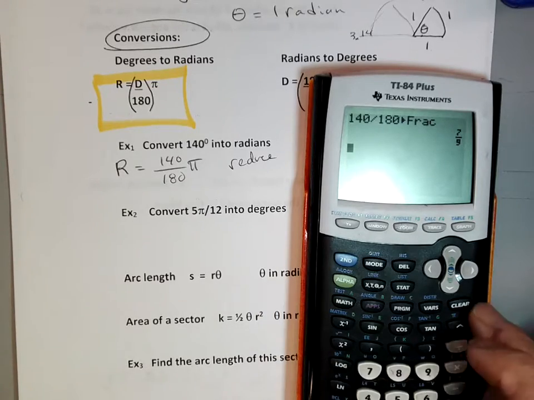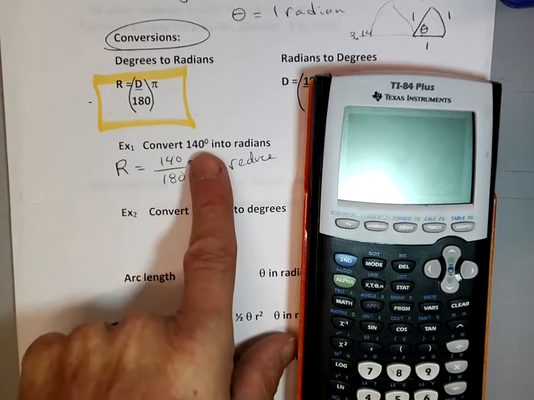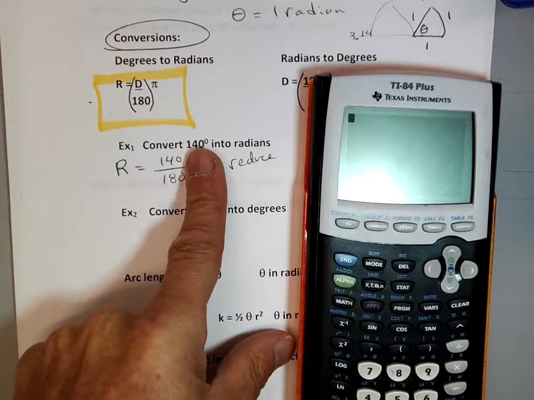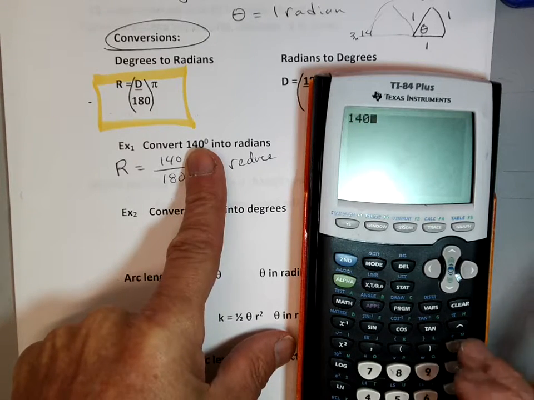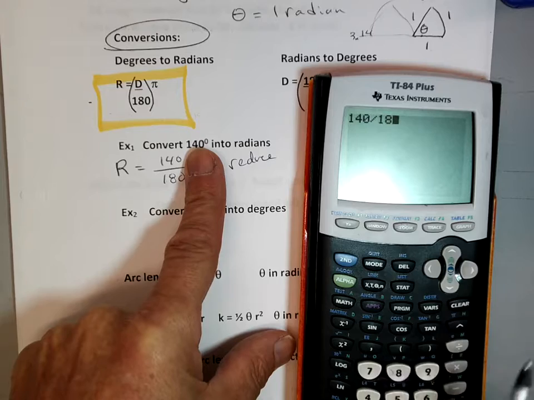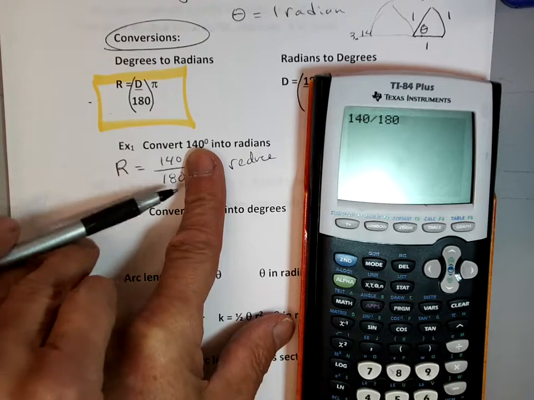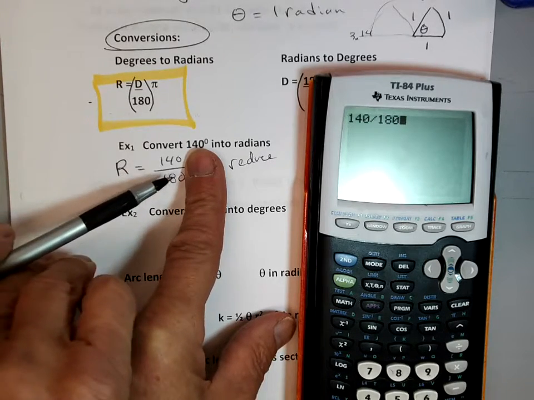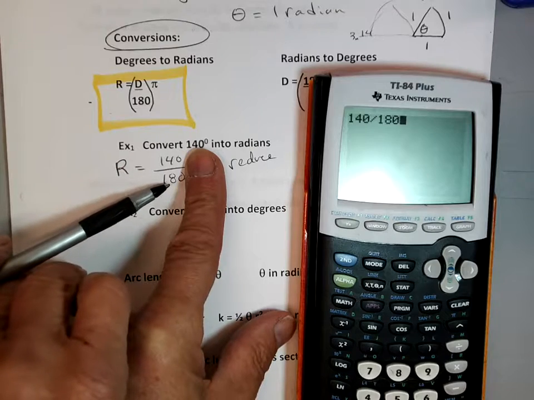Okay, so if I want to reduce this fraction, 140 out of 180, we could say they both divide by 10 and they both divide by 2, and I could get 7/9. I could do that in my head.